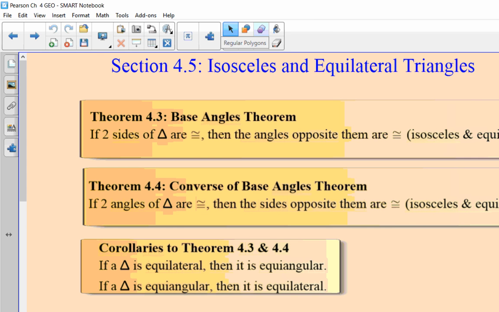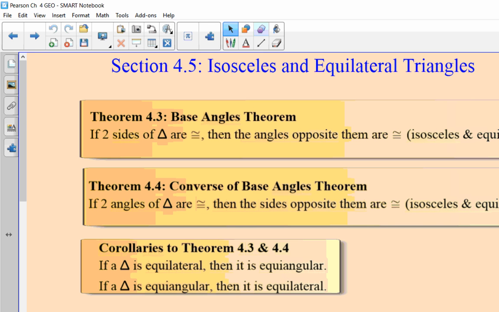Okay, everybody, this is chapter 4, section 5. We have a bunch of theorems here to start us off. This is dealing with some specific things with specific triangles, so we'll have to identify or define certain terms here that maybe some of you have not heard or seen or worked with yet. Okay.